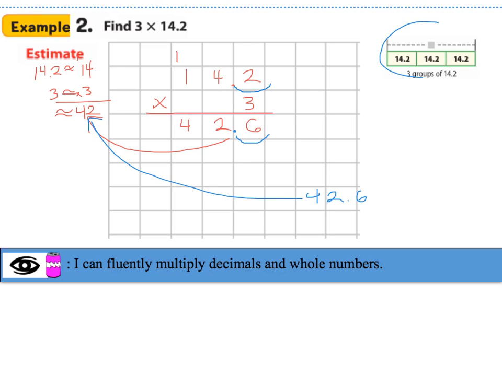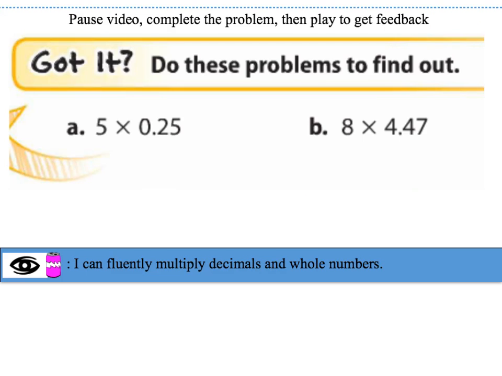Here in this diagram, we've got 14.2 and another group of 14.2 and another group of 14.2. If I was to add all three of those 14.2s, I would end up with my 42 6/10 answer. Alright, so now what we want you to do is pause the video, complete the got it problems, and then play it back for some feedback.